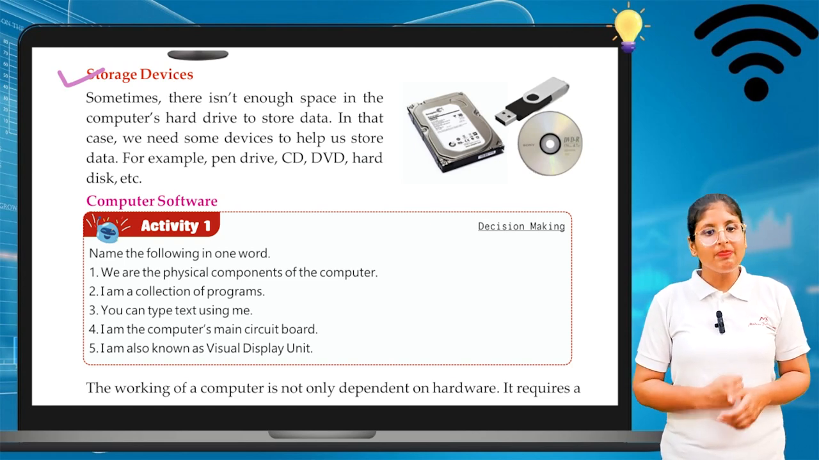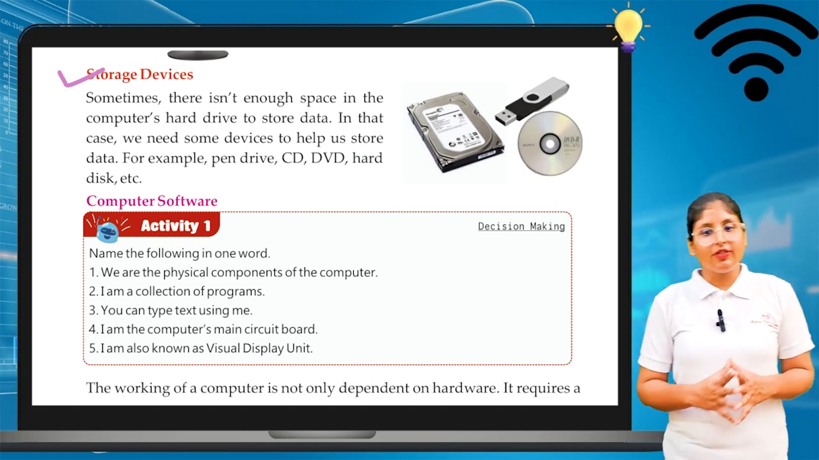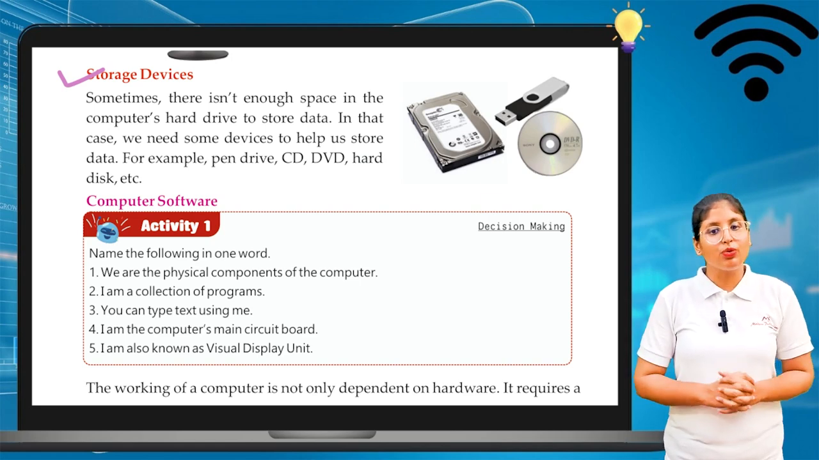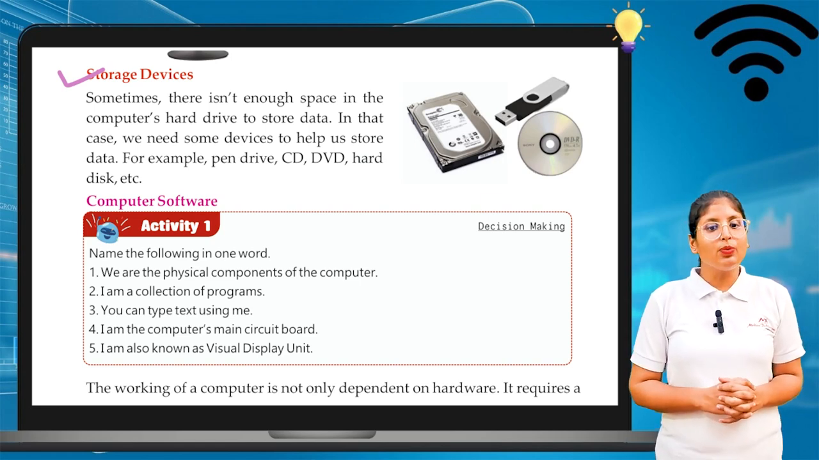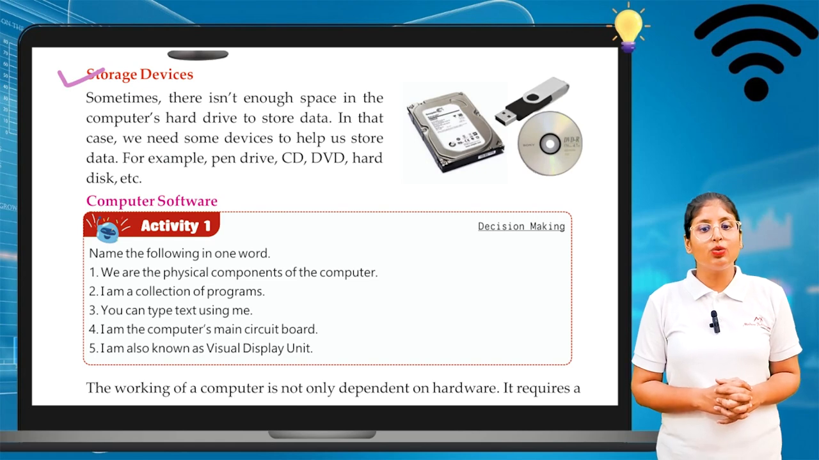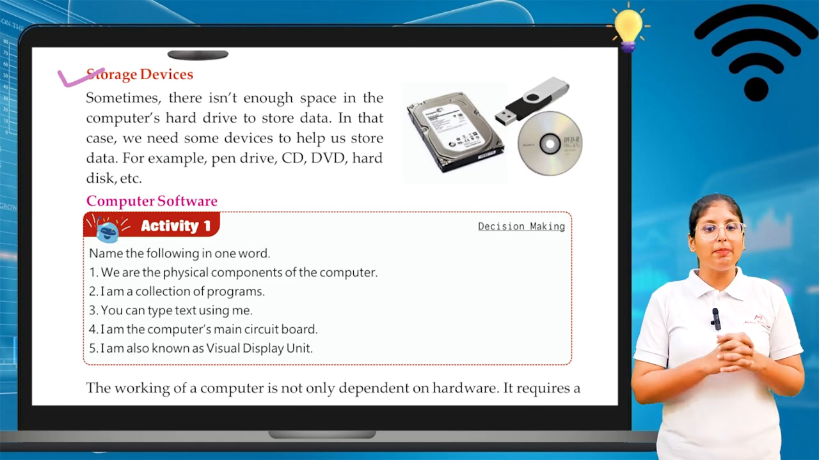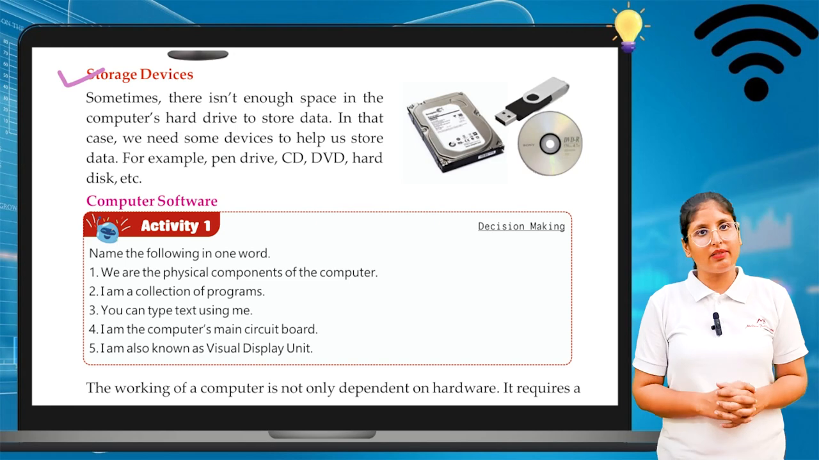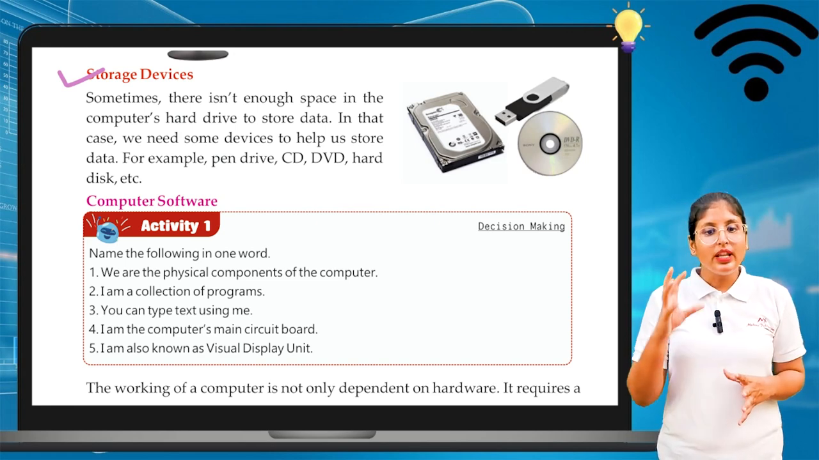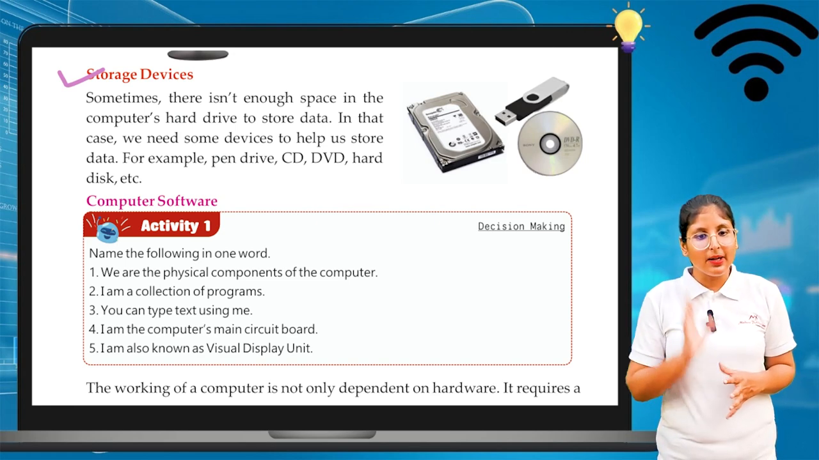So what are they? Sometimes there is not enough space in the computer hard drive to store data. In some cases, we need some devices to help us to store data, for example, pen drive, CDs, DVD, hard drive, etc. So these devices are used to store your data.